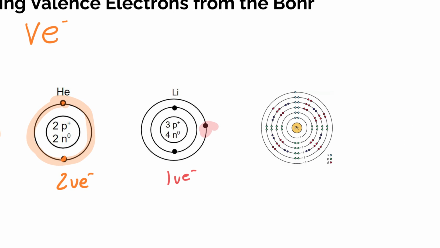And if we look all the way over at platinum, if we look at this outermost shell, we see 1, and that is it. So platinum has 1 valence electron as well.